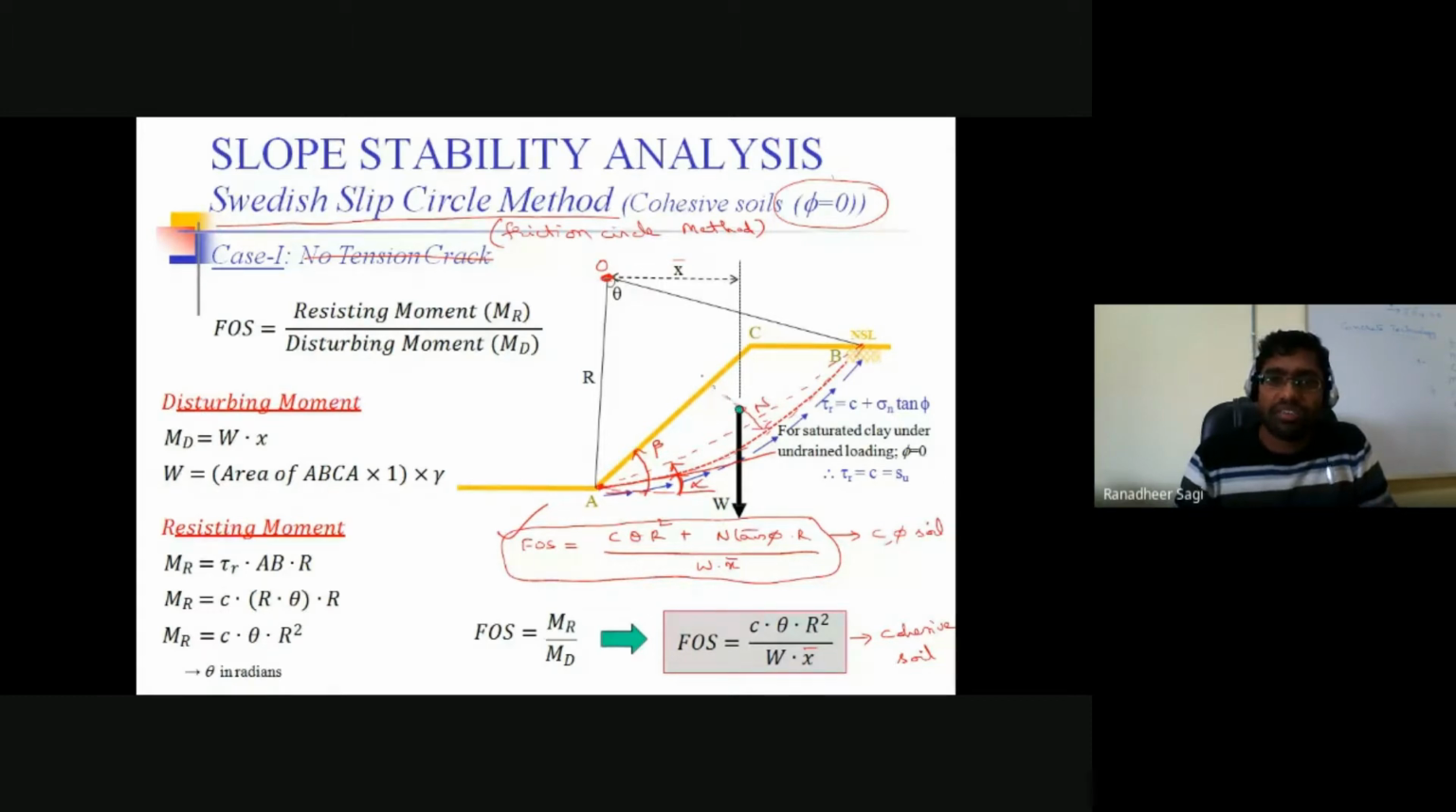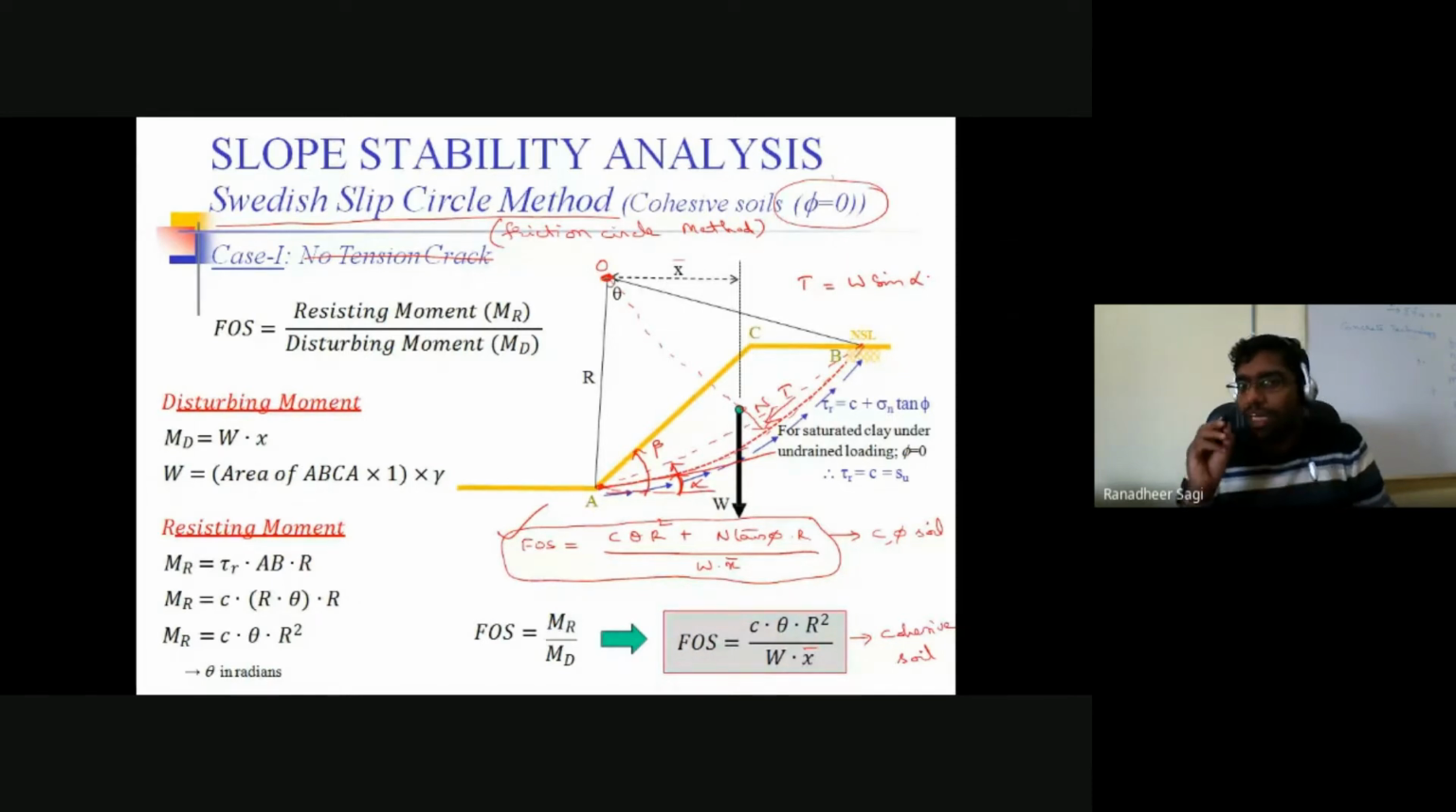The line of action of this N coincides with the point O. Whenever the line of action of a force coincides with the point O, that normal force component will not cause any failure in the soil. Ultimately, the force component responsible for causing the failure in the soil is the tangential force component. Now, what becomes the tangential force component according to what we talked about earlier? My tangential force component is nothing but W into sine alpha.